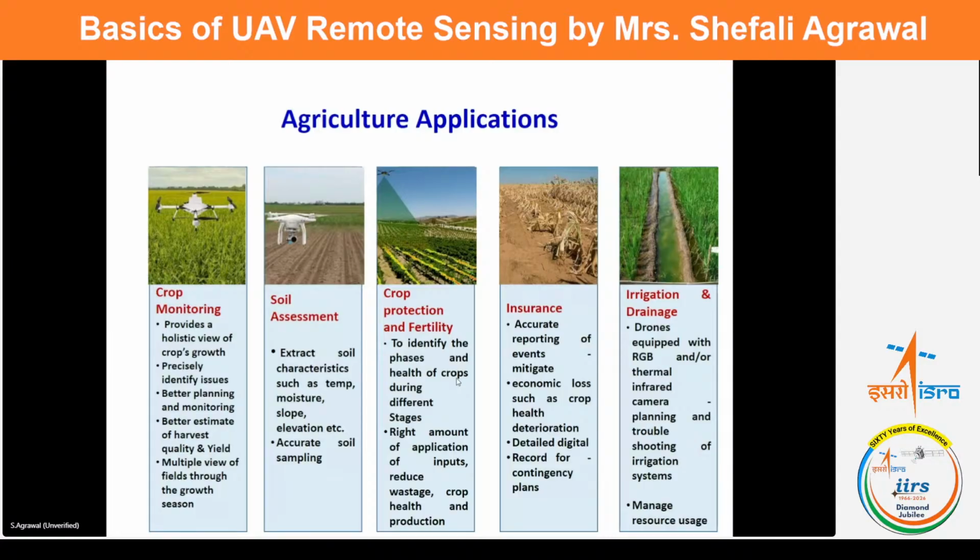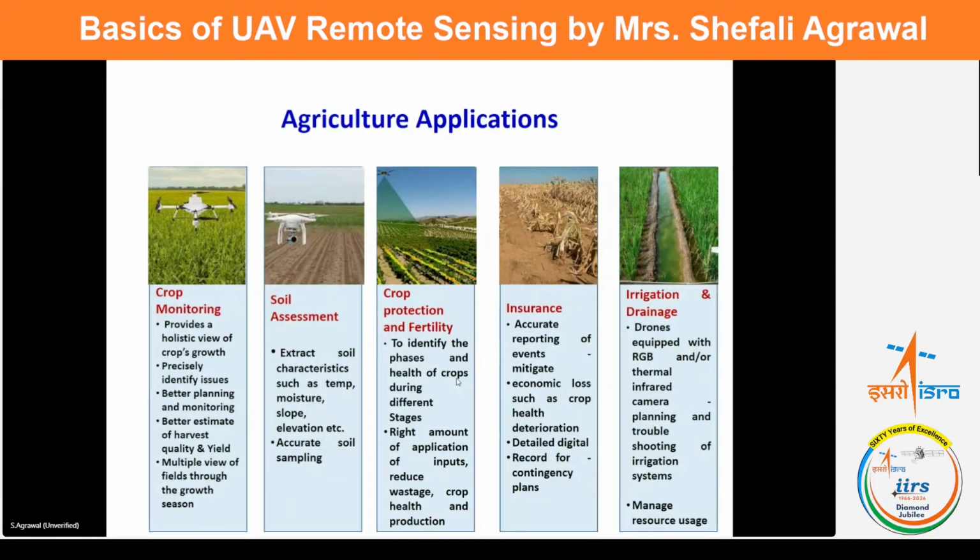Insurers can validate the crop area, yield loss, and extent of damage, and hence the entire process becomes transparent and efficient. And this is primarily, I think, in the Pradhan Mantri Fasal Bima Yojana, where it's being used significantly.